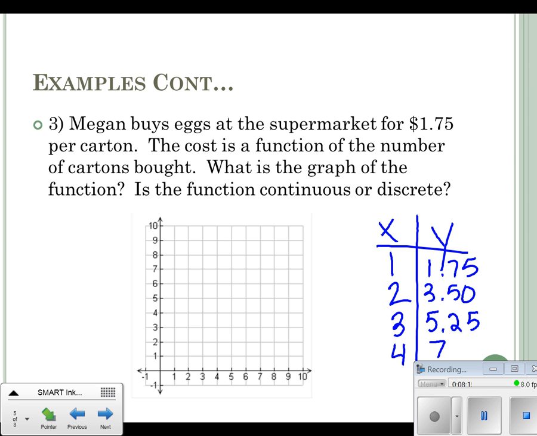And so I'm going to plot these points. 1 carton is $1.75. Should be right about in there. 2 cartons is $3.50. 3 cartons, $5.25. 4 cartons, we got 7. You can see the points. If we connected them, it would make a line, but we're not going to connect them because we're not buying parts of a carton at a supermarket. You buy cartons, and so this would be discrete, where you just plot the points.